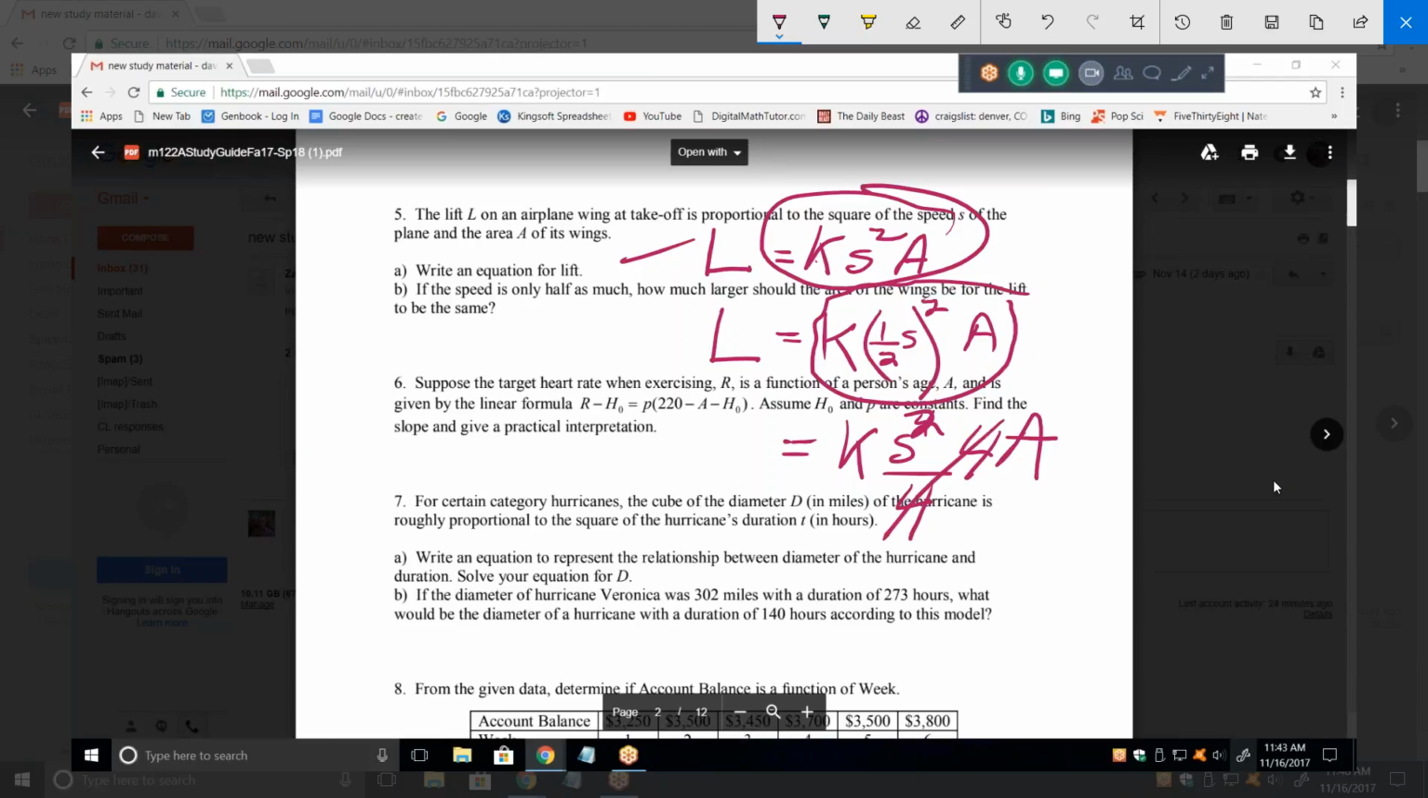Now the 4's cancel, and I'm back to my original equation. So what they're trying to point out is that because it was proportional to the speed squared, that's the more important variable, the speed is more important than the area. If you cut the speed in half, you got to make the wing size 4 times bigger to get the same amount of lift. If you double the speed, you can make the wing area a 4th.